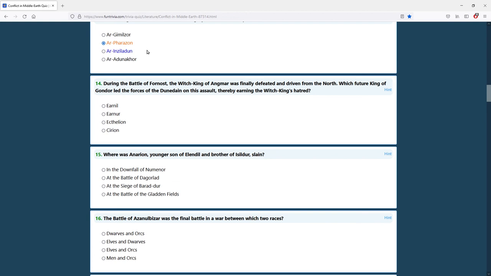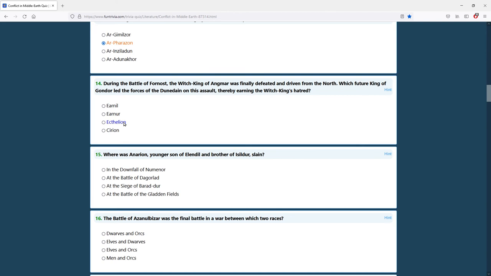Number 14. During the Battle of Fornost, the Witch-king of Angmar was finally defeated and driven from the north. Which future King of Gondor led the forces of the Dúnedain on this assault, thereby earning the Witch-king's hatred? Eärnil, Eärnur, Ecthelion, Círion. So it has to be a king of Gondor. No, Ecthelion, it was an elven prince.